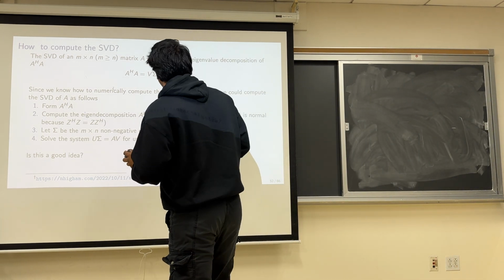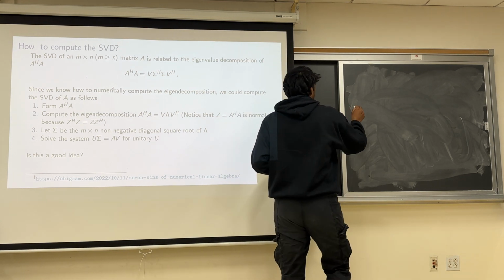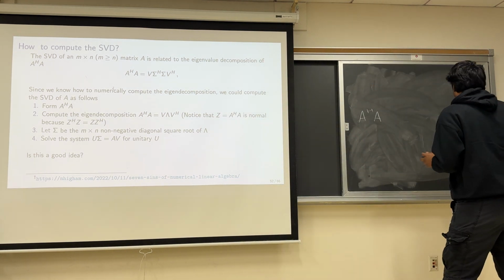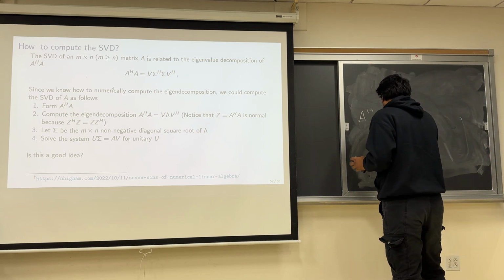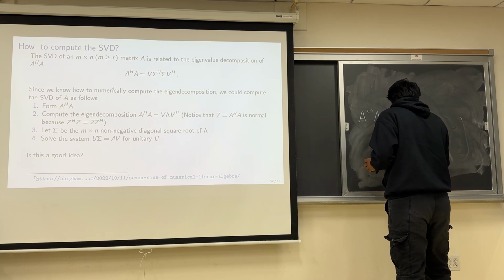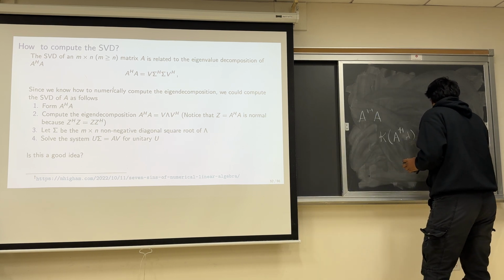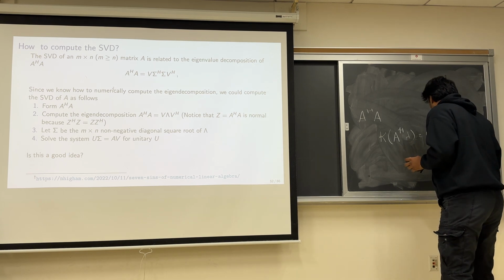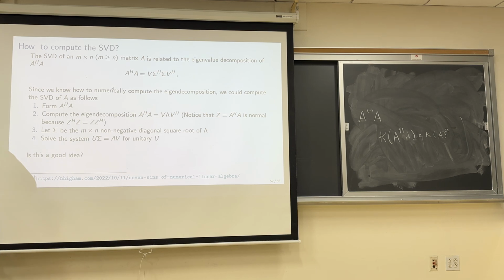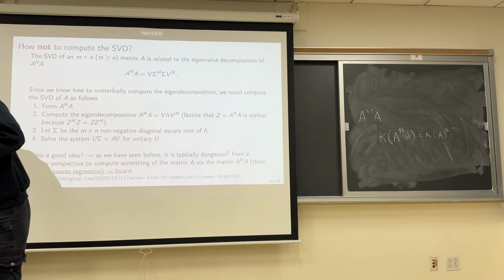Well, it is not a good idea because we computed the matrix A transpose A, or A conjugate transpose A, and we saw in a previous video that the condition number of A conjugate transpose A is the condition number of A squared. Yes. So this is going to be problematic.